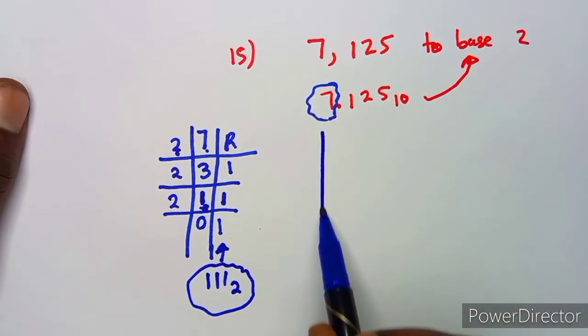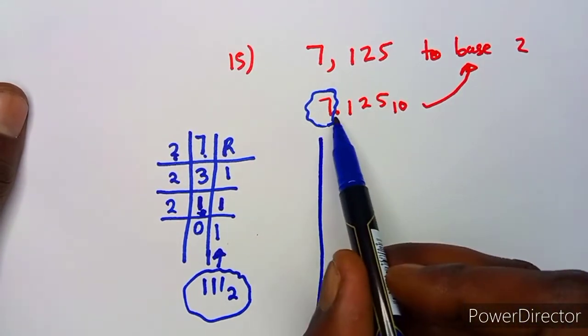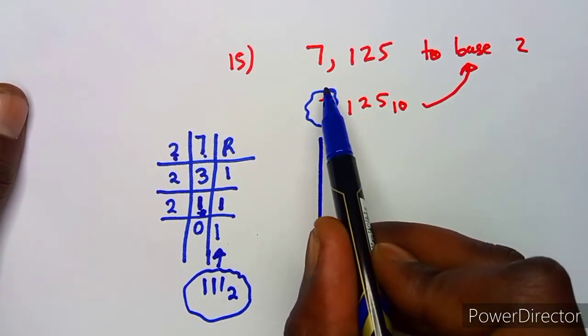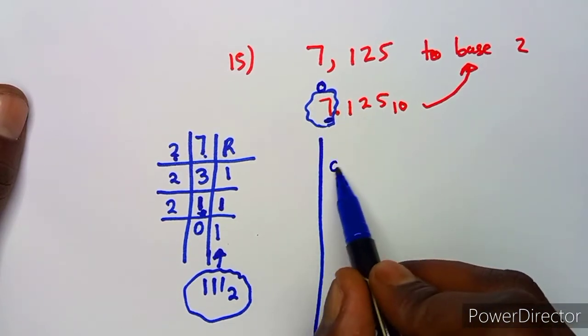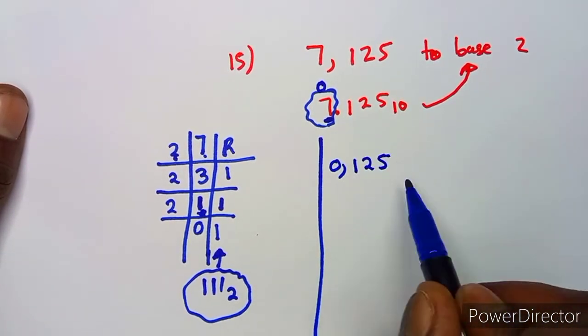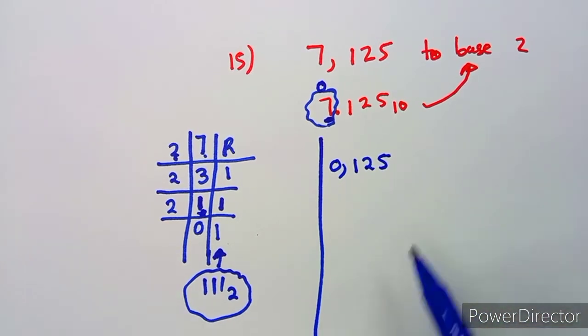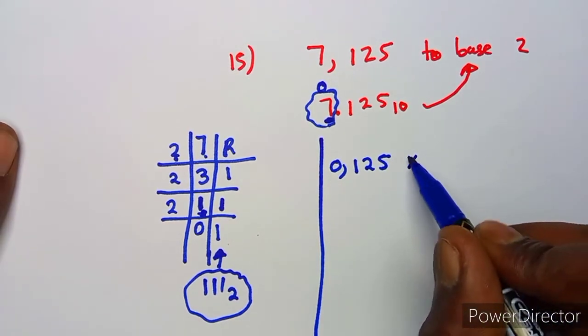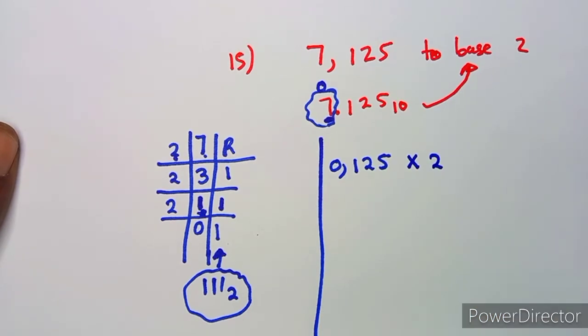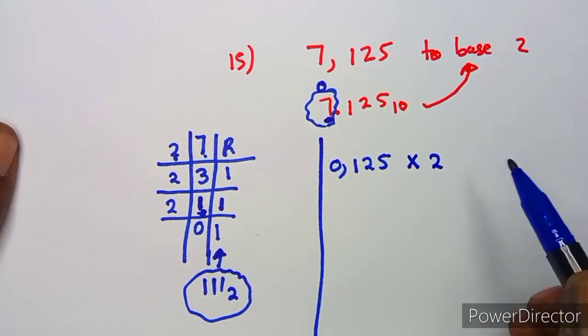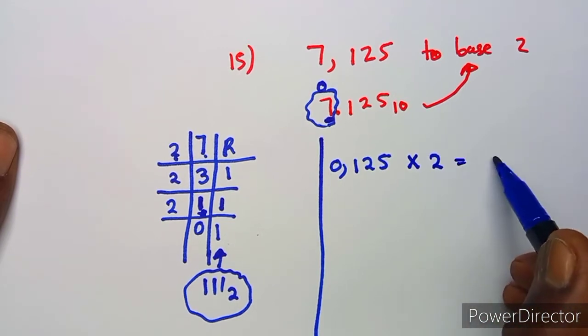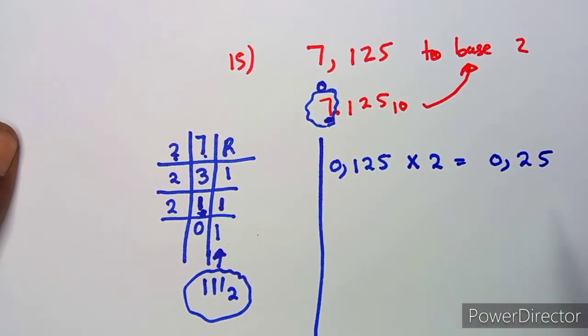Now let's move on to the decimal part. Since we have removed this 7, this is going to be 0,125 now, which is in base 10. That is the one that you are left with. How do you convert a decimal from base 10 to base 2? This is how you do it. You multiply by the base throughout. This time you multiply times 2. So 0,125 times 2 is going to give us 0,25.